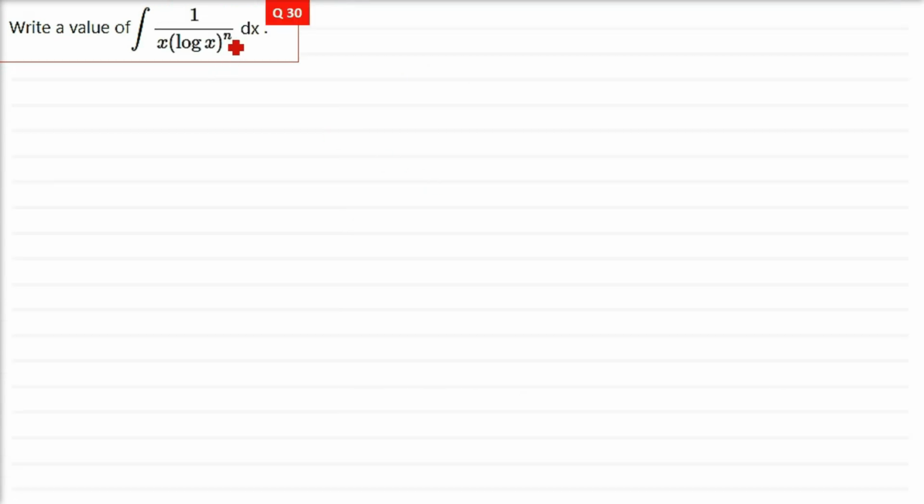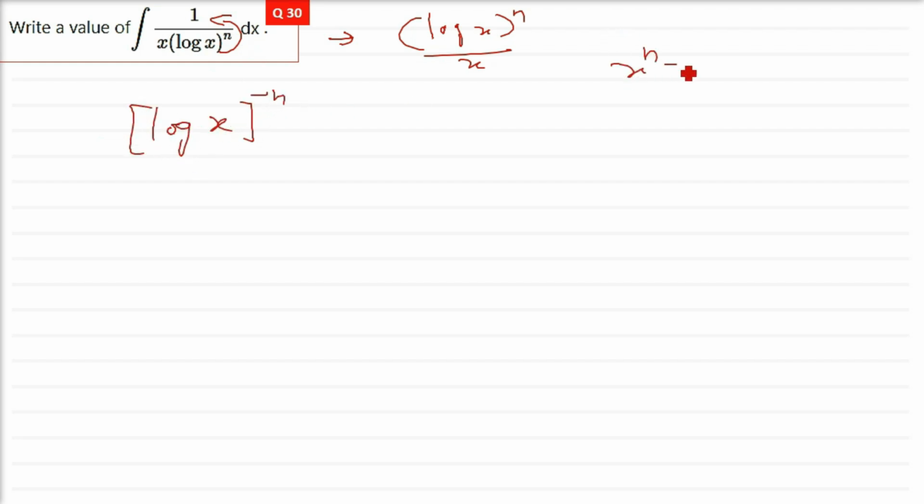1 by x into log x to the power n. So log x goes up, it's log x to the power n. Denominator has x, and this log x goes up, it will be negative n. Please understand, I have not written negative. It's log x to the power minus n divided by x. Now always log x will give you 1 by x, so that is what we have to take. So this log x to the power negative n, x to the power n is simply 1 by x to the power minus n. Or you can say anything raised to the power negative will go in the denominator. So this log x goes up, it will be negative n, and we have x in the denominator.